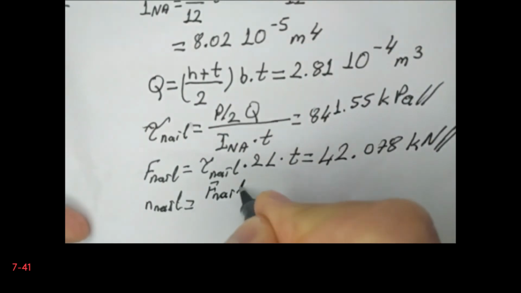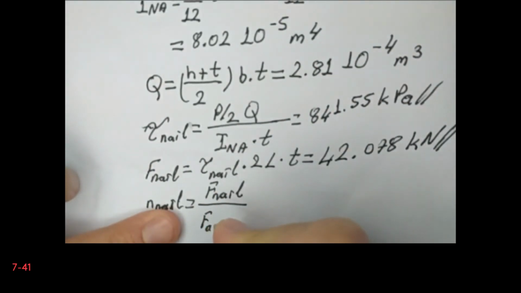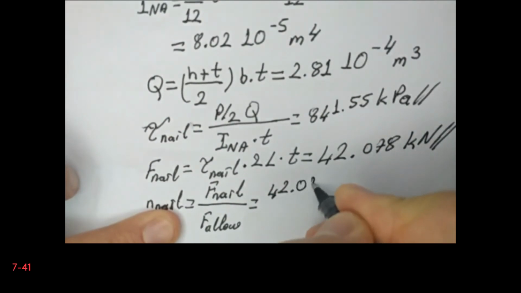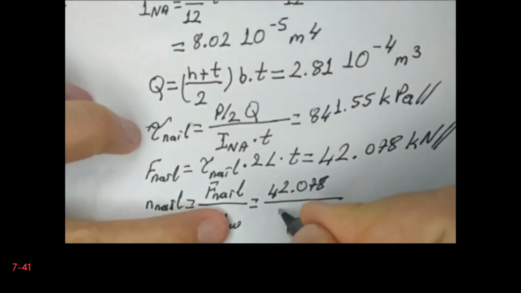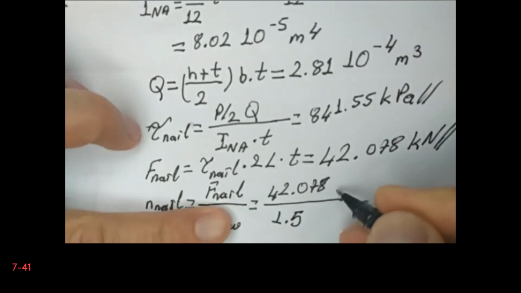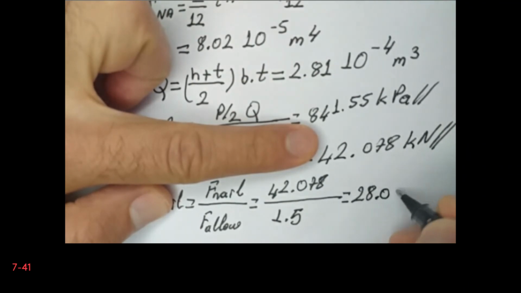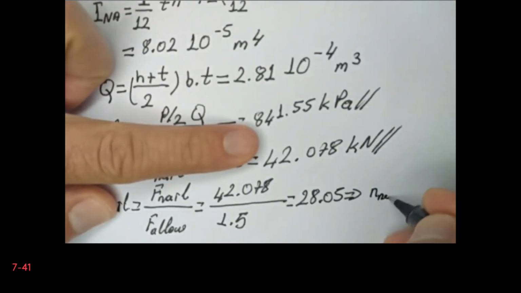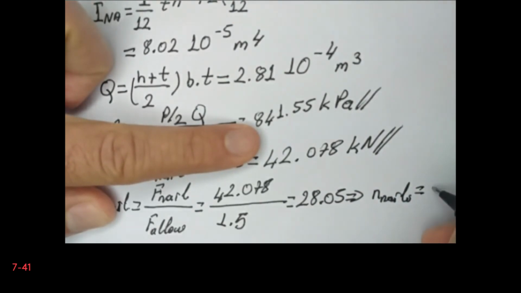F nail divided by force allowable. Now force allowable is given. F nail is 42.78. Force allowable, so allowable force that one nail can carry is 1.5. From here, what we find is 28.5. Therefore, we can say that the total number of nails is 29. So we need 29 nails.